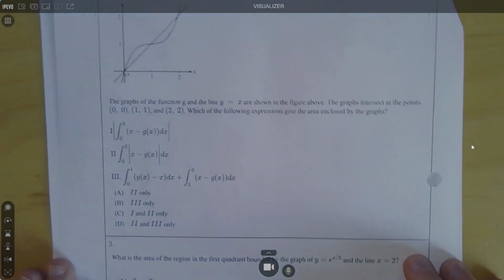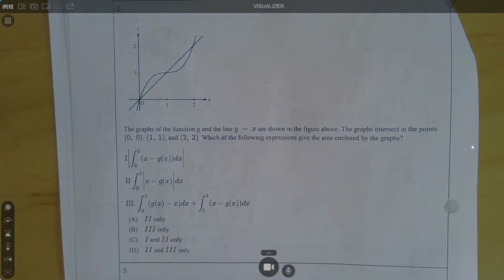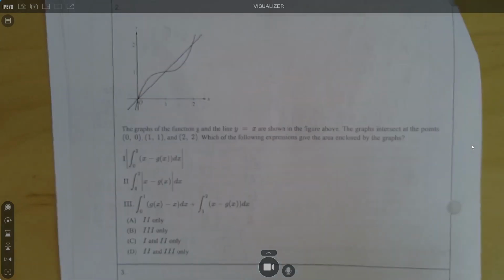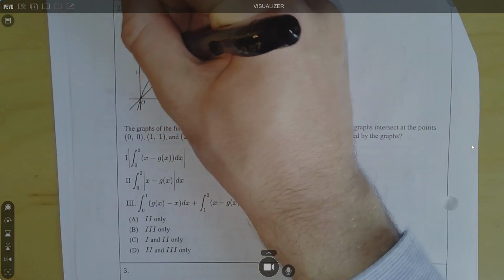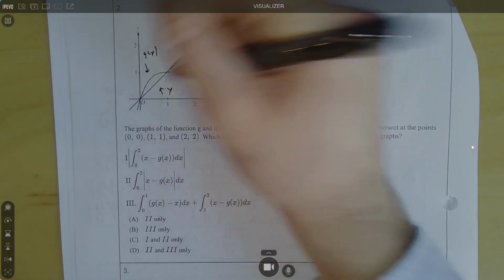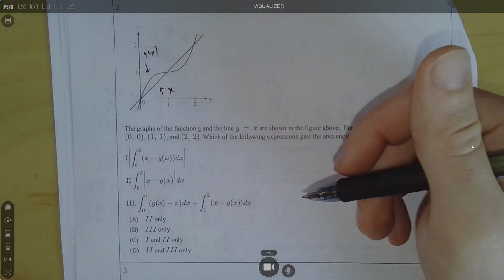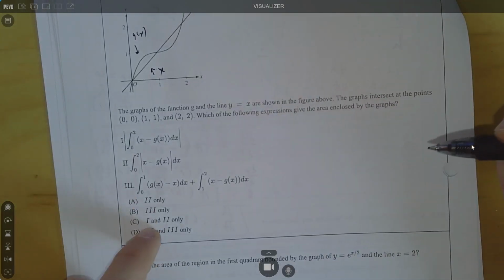Okay, number 2. The graphs of the function g and the line y equals x are shown in the figure above. The graphs intersect at the points (0, 0), (1, 1), (2, 2). Which of the following expressions give the area enclosed by the graphs? This is just straight from your notes. So y equals x, we know which one that one is, and then there's some other function that's called g of x. So this is g of x right here, and this is x, right?